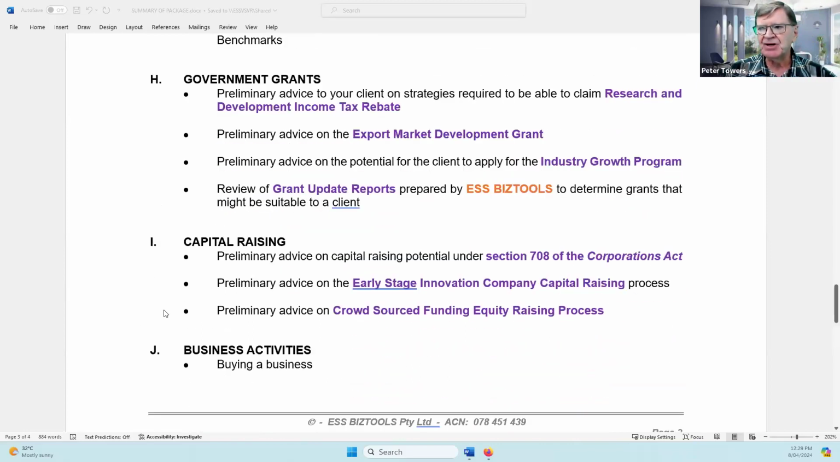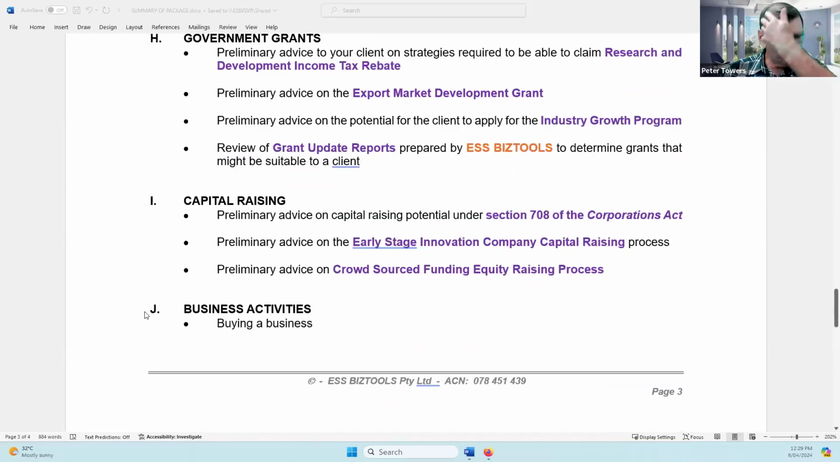Capital raising is a big issue. So we've included some material in the system so that you can at least have some preliminary discussions with your client as to how Section 708 of the Corporations Act works, how the early stage innovation company works, and how crowdsourced funding equity raising works, so that you're seen as the trusted advisor to them. You're giving them some input onto those activities.